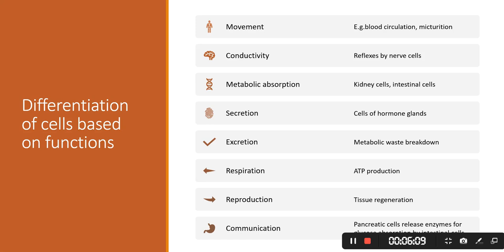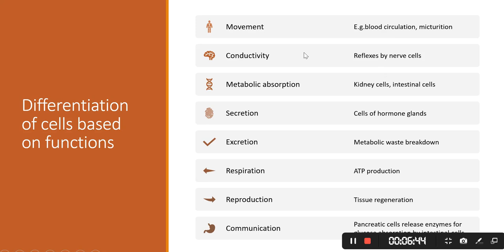Now, what are differentiated cells? When we know that a cell can perform a specific function, that means the cell has undergone the process of differentiation. That's I think one of your short questions. So if you are saying that a cell can do the function of movement, then that means the cell has differentiated itself and acquired the function of movement. The cells which can do movement are the blood circulatory cells and the muscle cells.